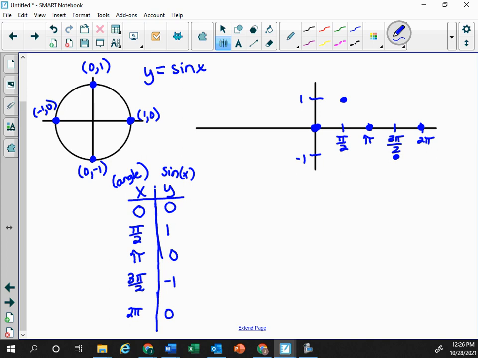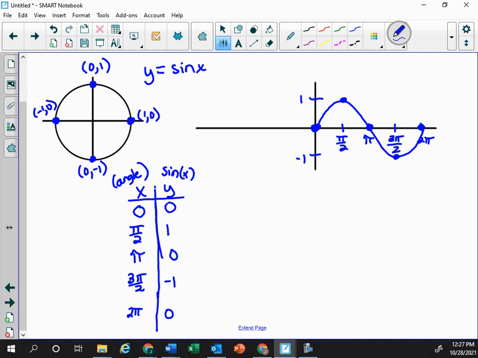All right, I'm going to connect these. When you connect them, they are not connected with a straight line. Think about what we just sort of unwrapped over here. It was a circle, right? It is curves that connect these. So this is what your graph looks like. It's a wave. And it will follow this pattern over and over and over.